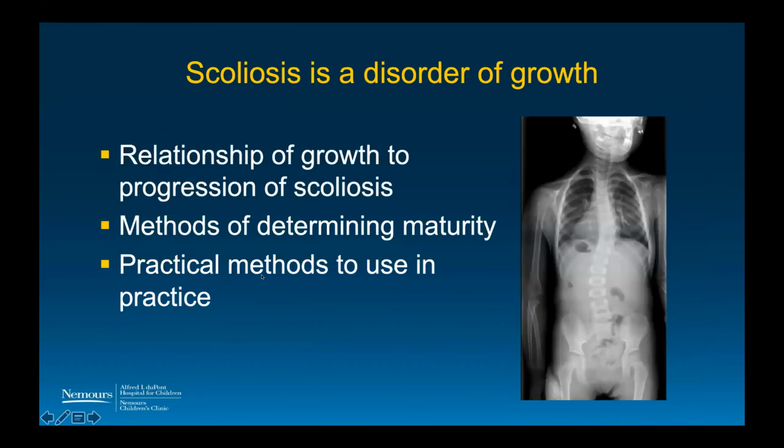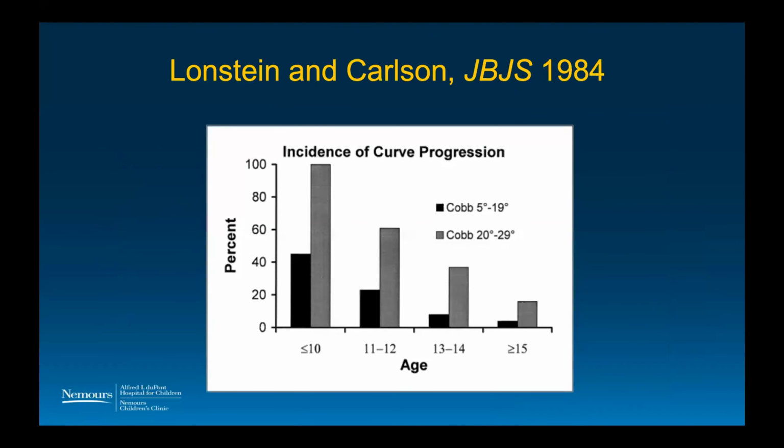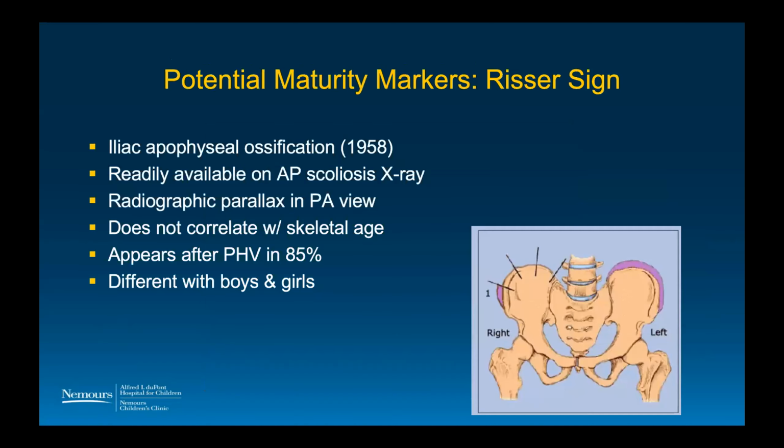What we also have to realize is that because scoliosis is a disorder of growth, we need a really accurate way to assess skeletal maturity in the clinic very quickly, without blood tests, without spit tests, looking at x-rays that we find. A long time ago, Lonstein and Carlson looked at the age of the patient and the curve that they presented with, and basically showed us if you were young and showed up with a large curve, you were going to more often progress. But that's not good enough now because we need to customize treatment.